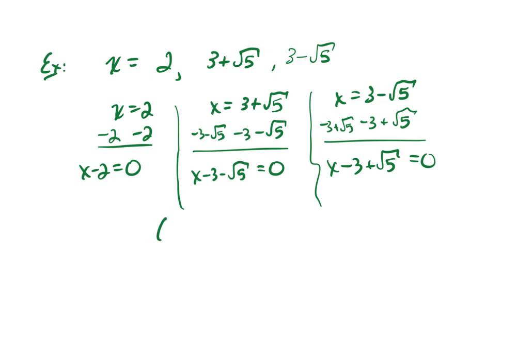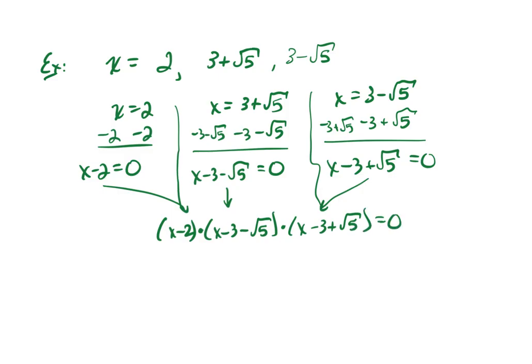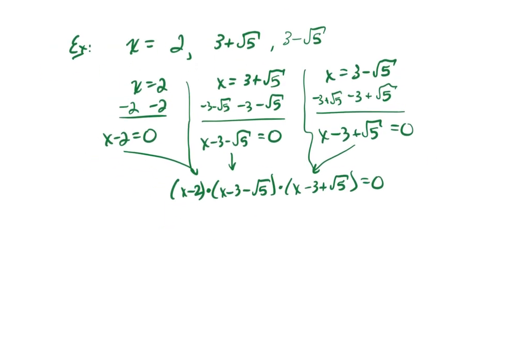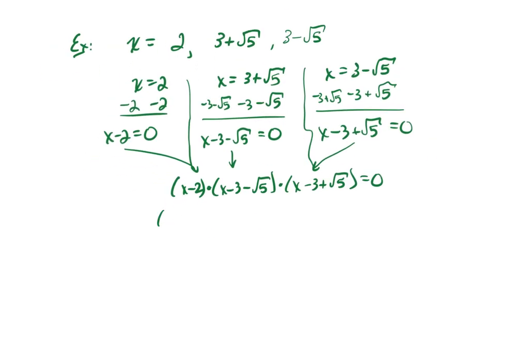And then to create one big equation, we multiply the left sides together. So we multiply this left side, x minus 2, times this left side, x minus 3 minus the square root of 5. And we multiply x minus 3 plus the square root of 5 together. Okay? And again, what I'm going to ask of you guys is to do the multiplication. And I'm going to choose to start by multiplying the 2 trinomials together. So I'm going to multiply this trinomial and this one.